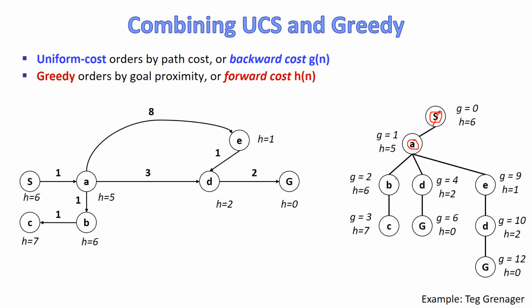So we'll expand A, of course, to B, D, E. Which one will be expanded next? E. Why? Yes, H is 1, so we think that it is the closest to the goal. So we expand E to D. Now we have D twice and B. Which one should we expand?